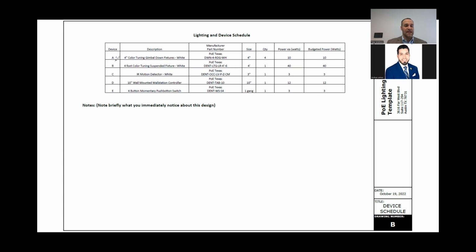On the left-hand side, you'll definitely see the device identifier. This should correspond to what you'll see on the reflected ceiling plan. You'll see that that A corresponds to the A and the B. What you do then is look at the reflected ceiling plan and see fixture A, and then come here to this device schedule and see fixture A is a 4-inch color tuning gimbaled down fixture, white. It will often give you the selections in terms of color, size, orientation. It should also give you a manufacturer's part number, so you can reference that part number. It'll often give you the quantity, the power, and the budgeted power.